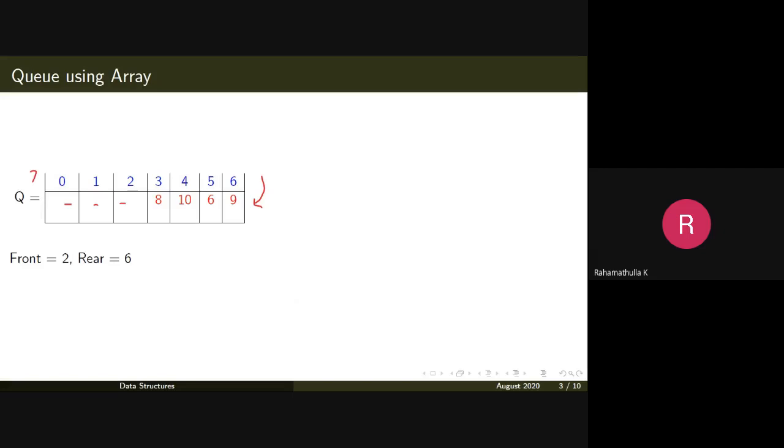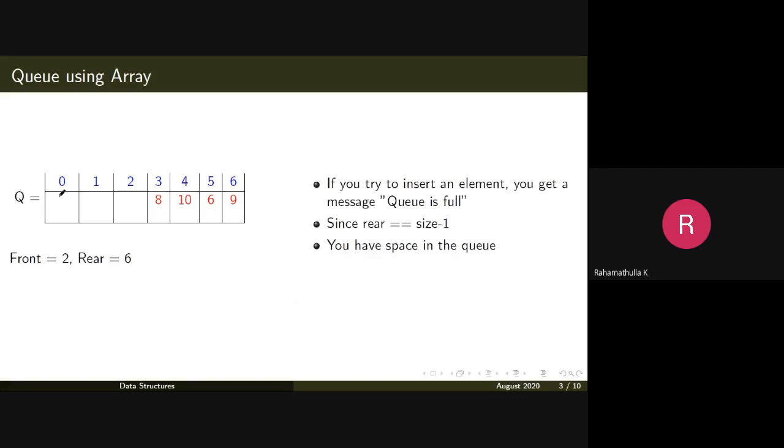But if we say that in a queue, if we have vacant positions and we would like to insert more elements, then this sort of implementation is not efficient. Why? Because there are vacant positions. At this point of time, if you try to insert an element, you get an error message saying that your queue is full, since rear is equal to size minus 1. But still you have space in the queue. There are vacant positions at 0, 1 and 2.